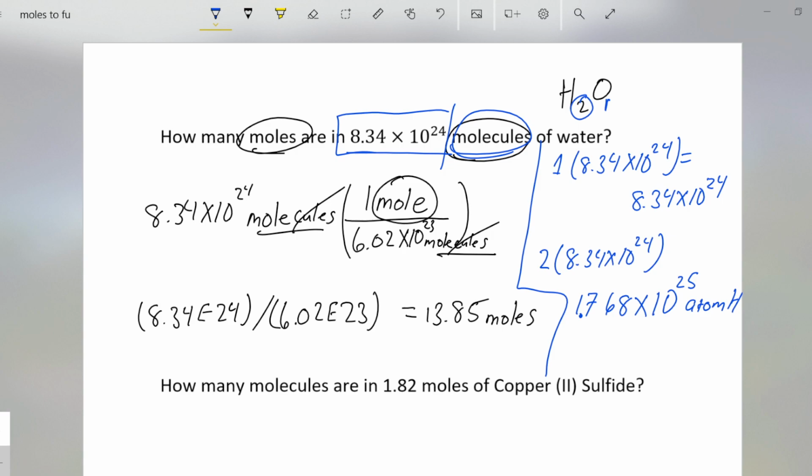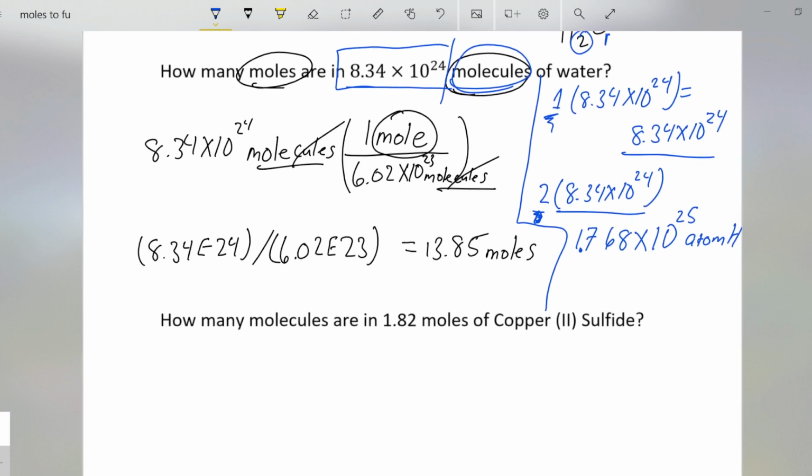That's kind of what we're doing here. We're saying there is 1 of these blue balls in 8.34 times 10 to the 24th cups, which means that we have 8.34 times 10 to the 24th blue balls. The red ones, there are 2 of them, and so we have 2 of them in each of these 8.34 times 10 to the 24th cups. And so my total number of red balls is 2 times 8.34 times 10 to the 24th. And that ends up being 1.768 times 10 to the 25th red balls.